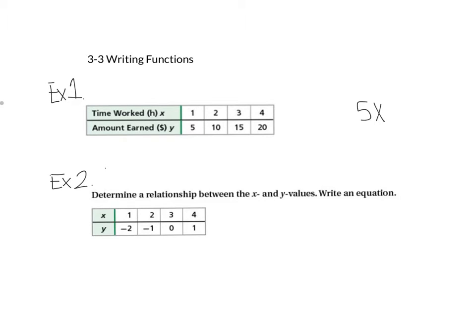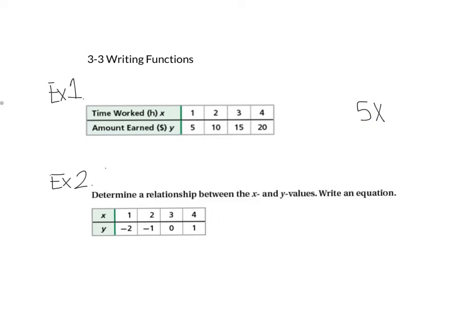This section 3-3 is on writing functions. In order to write a function, you need to see what's happening from the x to the y. If you look at our x values in example 1, we're going from 1 to 5, and then 2 to 10, 3 to 15, 4 to 20. The pattern is that the x value is being multiplied by 5, so we can write that as 5x, 5 times x.